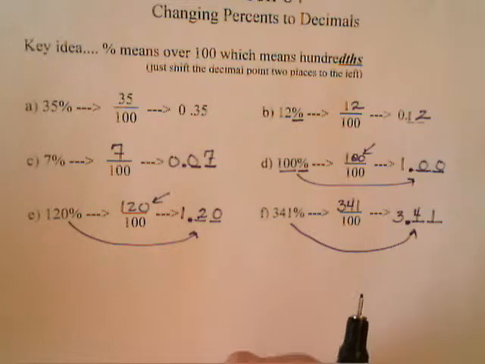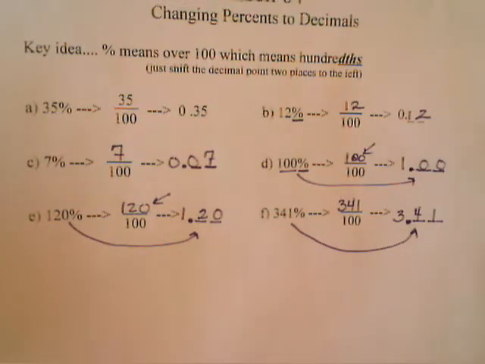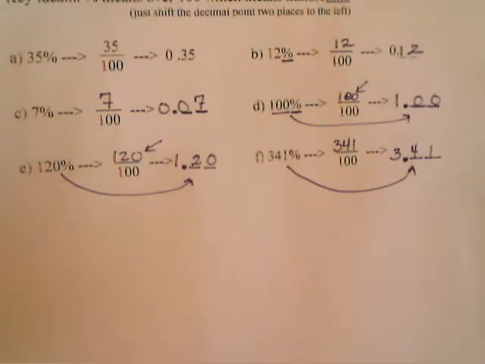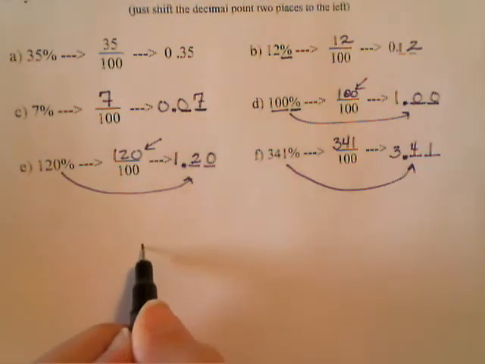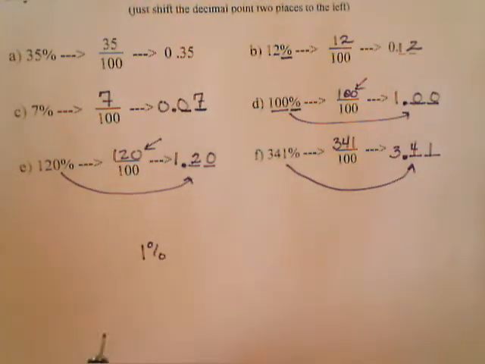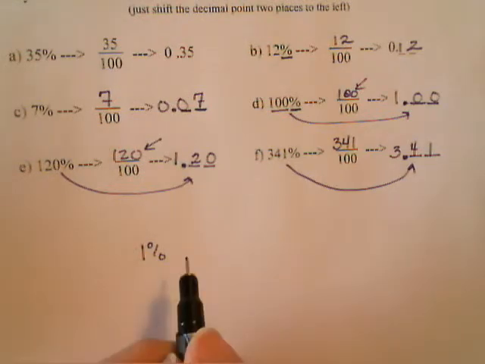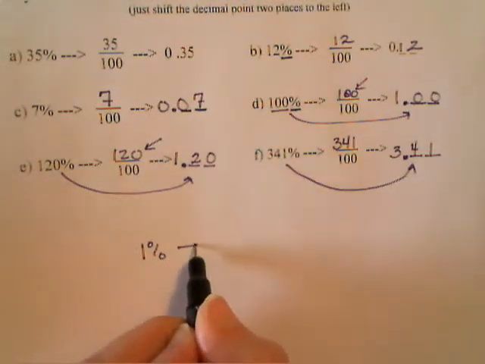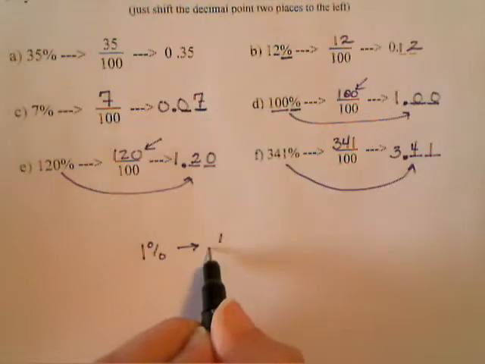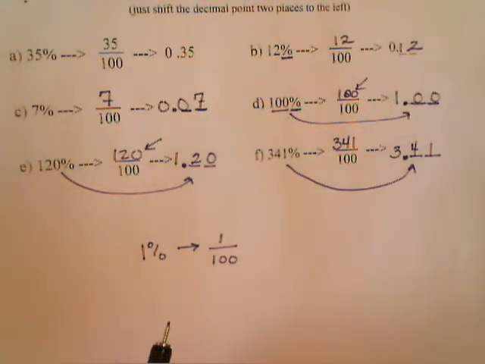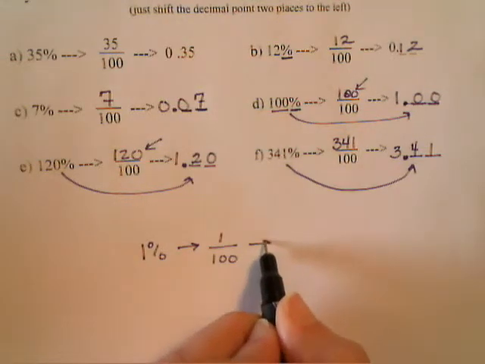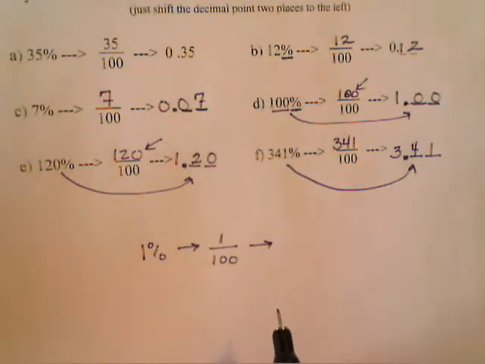All right, let me give you an extra one to do. Let's do a tiny one. Let's do 1%. All right, 1%. That's going to be the same as 1 over 100. All right, now you convert it and write that down as a decimal. I'm going to give you a half a second to do it, and then we'll do it together.